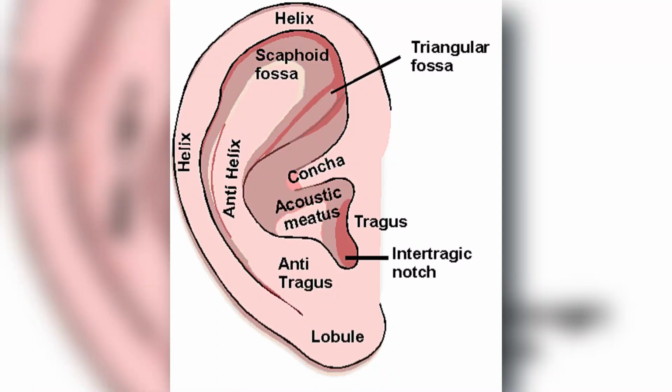The auricle is composed of elastic cartilage covered by thin, hairy skin on both its anterior and posterior surfaces. At its lower part lies the earlobe, a region without cartilage, composed of skin, fibrous tissue, fat, and small blood vessels.